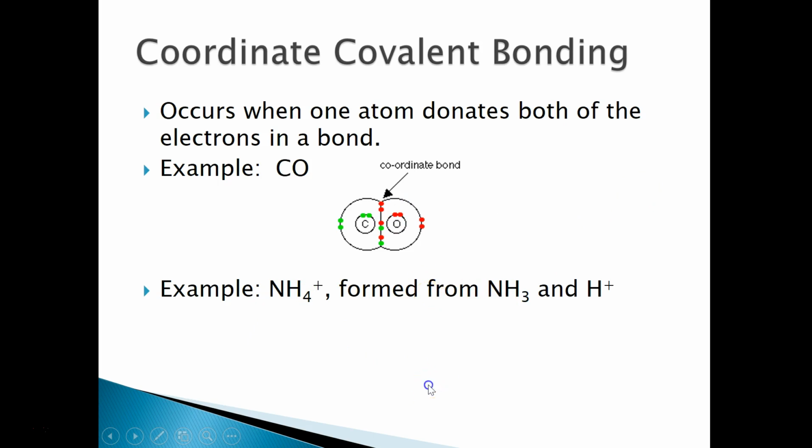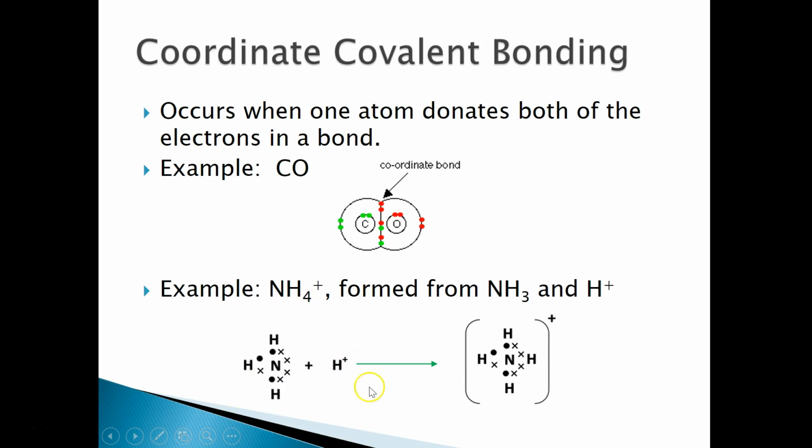Finally, the ammonium ion. The ammonium ion is formed when a hydrogen ion attaches to ammonia. Now, a hydrogen atom, you recall, has only one electron. So when you have a hydrogen ion, basically what you have is a proton floating around with no electrons to donate. So when the hydrogen ion reacts with ammonia, it sticks to the lone pair on the nitrogen to form that coordinate bond. So the ammonium ion has 3 standard covalent bonds and 1 coordinate bond.